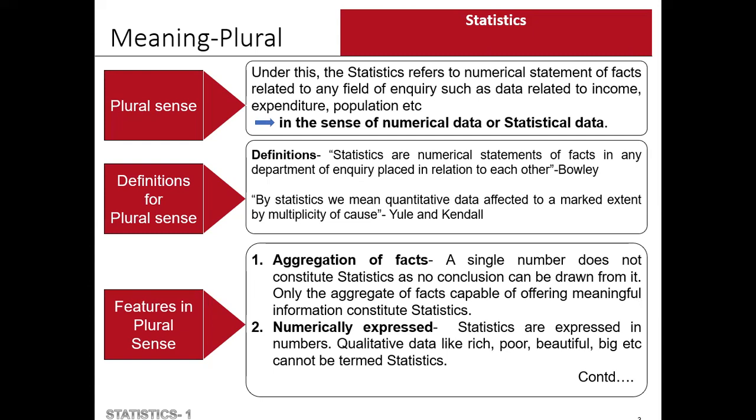The second one is numerically expressed. Since statistics is a branch of mathematics and deals with quantitative data, we express things in numbers. So these numbers are quantitative in nature. Statistics never deals with qualitative data like rich, poor, beautiful, big, intelligence. So these things cannot be defined in statistics.